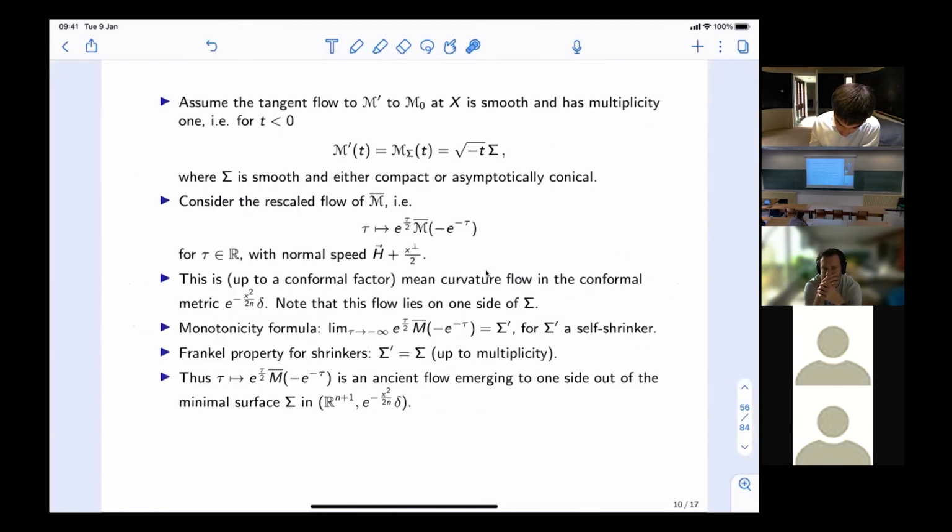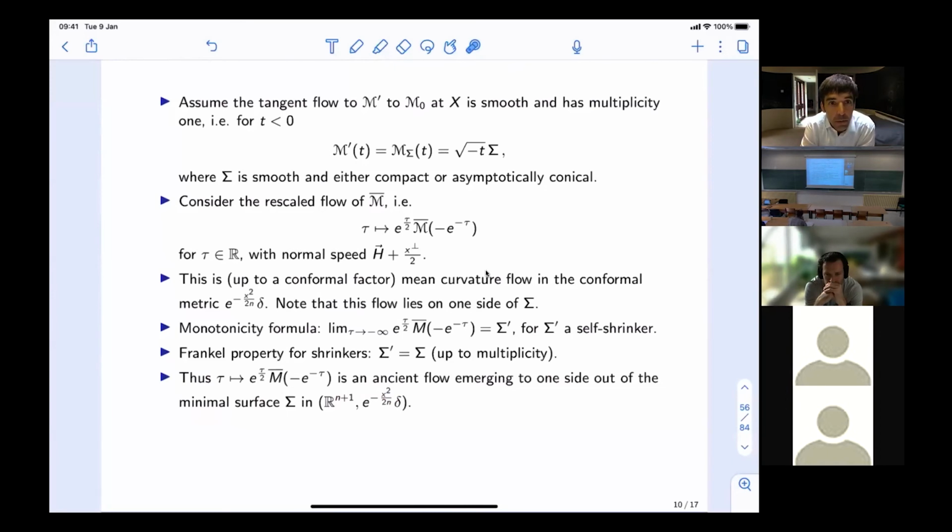Okay. Now, the idea is, this gives then an ancient flow emerging to one side out of this minimal surface here in this Gaussian metric. But one side, you see, it moves to one side. If you think about the eigenfunctions of a minimal surface, there's only one eigenfunction which has a sign. That's the lowest eigenfunction. So if you have the motion to one direction, the behavior should be governed by the smallest eigenfunction, for the smallest eigenvalue of the second variation.